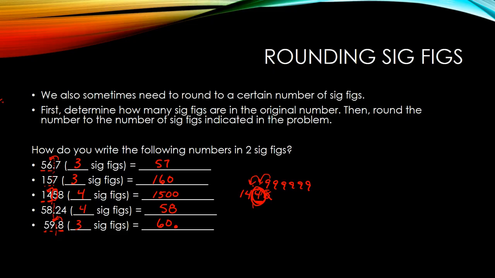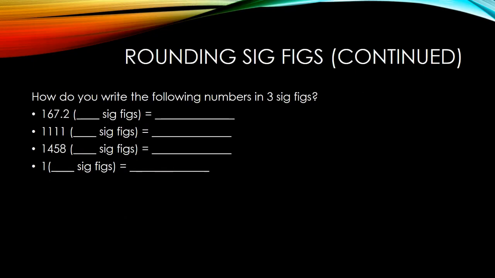All right, let's look at a few more examples here. But this time we're rounding to 3 significant figures. And so our first number, 167.2, this is 4 sig figs. We look at where we round. So the 1, the 6, the 7 stay, and the 2 does not cause the 7 to round up, so it's just 167.